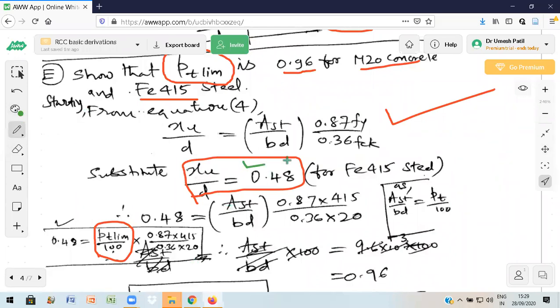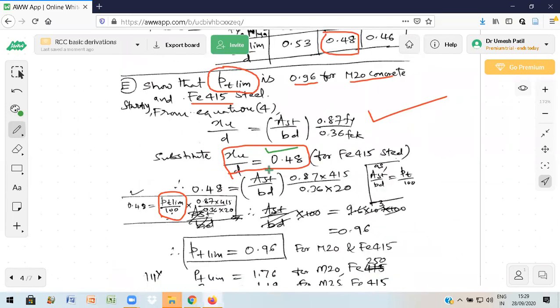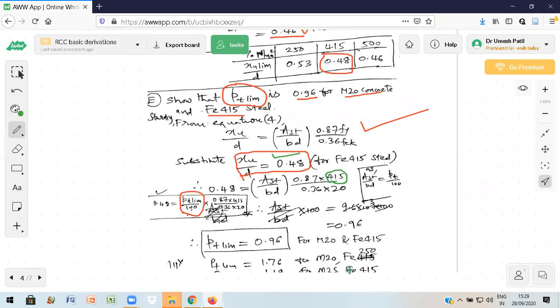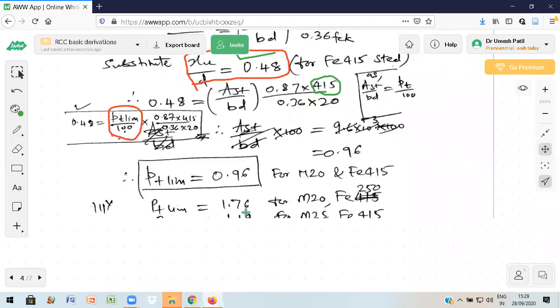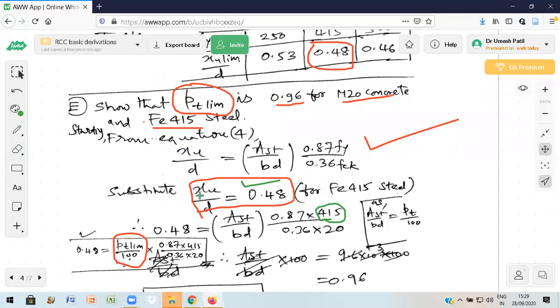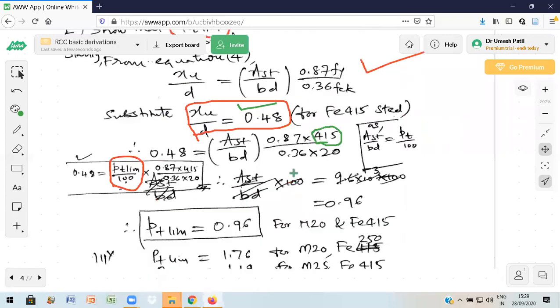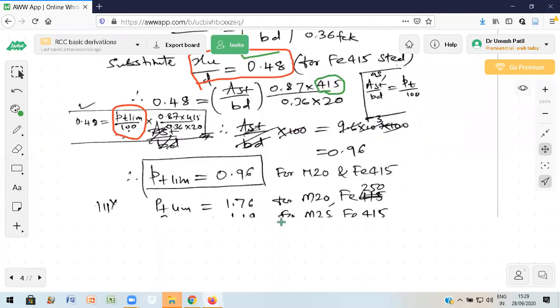You have to change this number. If 250 is used, it will be 0.53. So I have to use 0.53 here. Then I have to use 250 here. Once I do that, I will get 1.76. That is what I have shown here. PT limit, how I got 1.76? I used 0.53 here, and I used 250 here, and I calculated the same way. I ended up with 1.76.